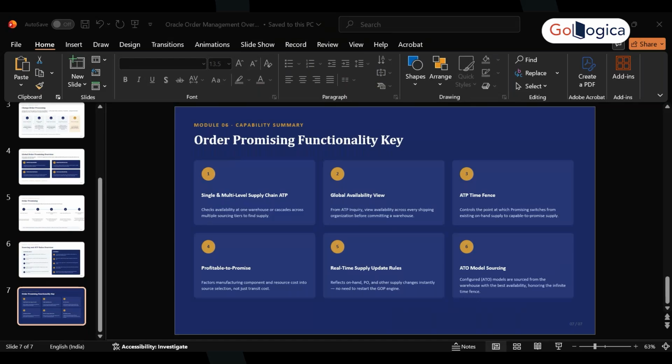And these capabilities transform Oracle order management from a simple order entry system into a more intelligent supply chain decision making platform. So these are the key order promising functionalities which we have seen.